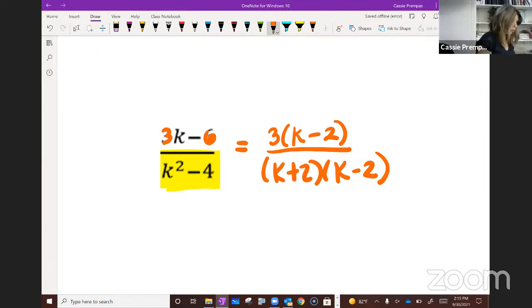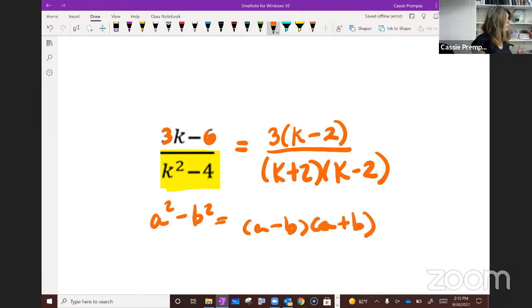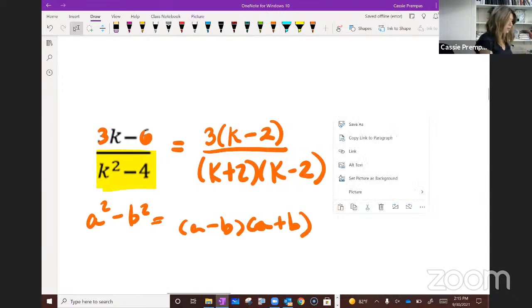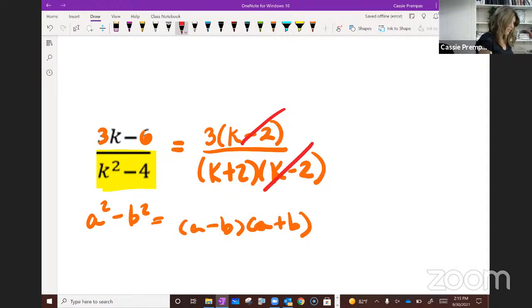K squared minus 4, that matches A squared minus B squared, which factors down into A minus B times A plus B. So yes, this does factor down. And now that I've factored it, what do you guys see that we can reduce? Nice, the K minus 2. So then my answer becomes just 3 over K plus 2.